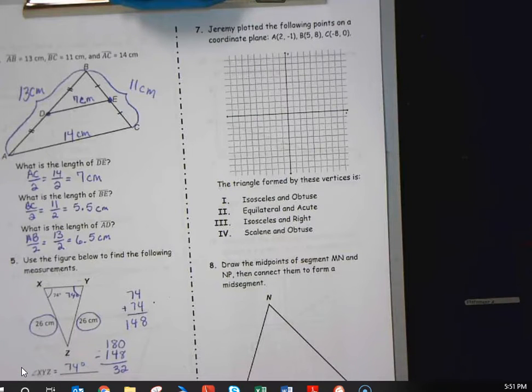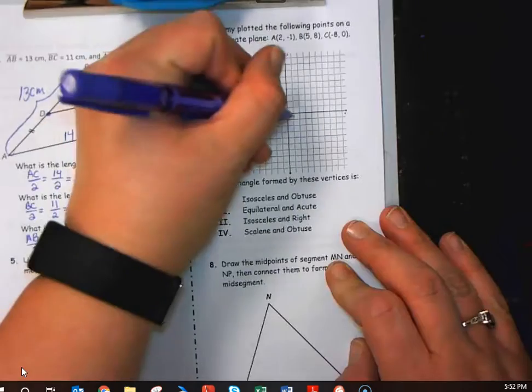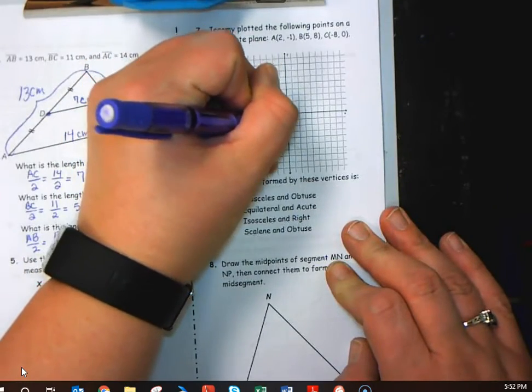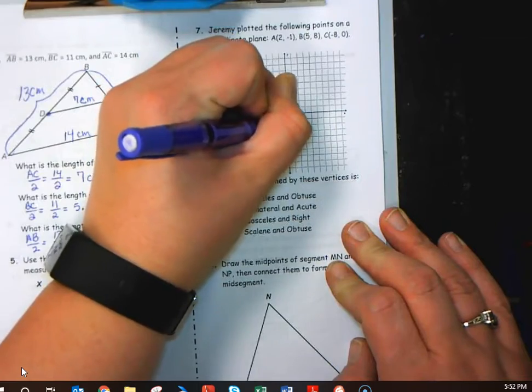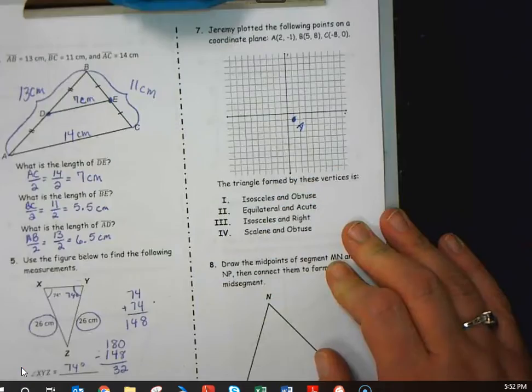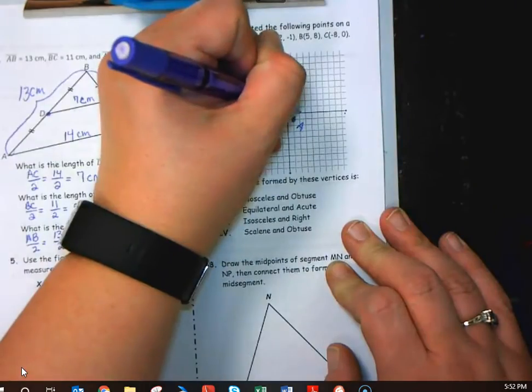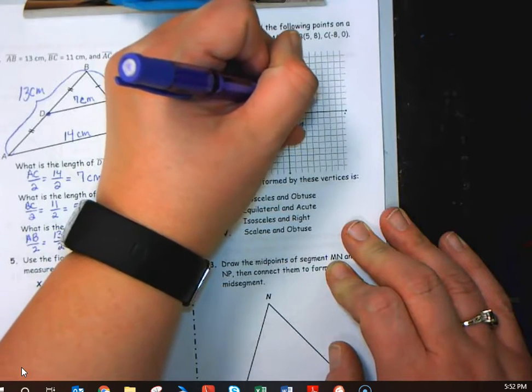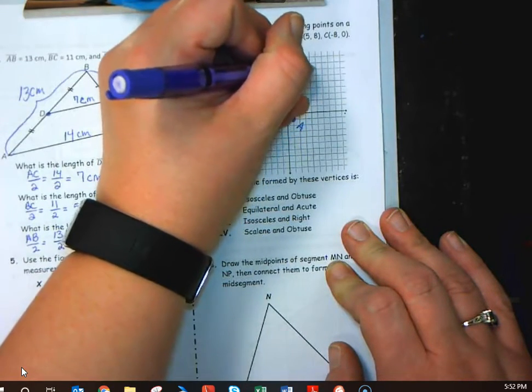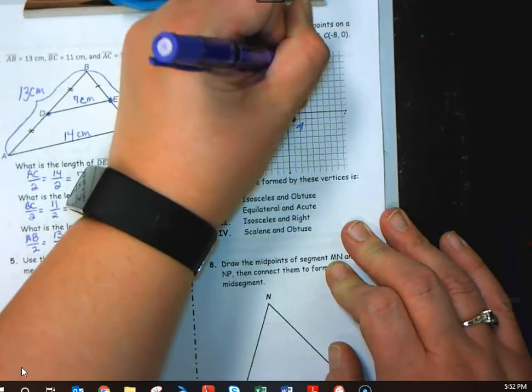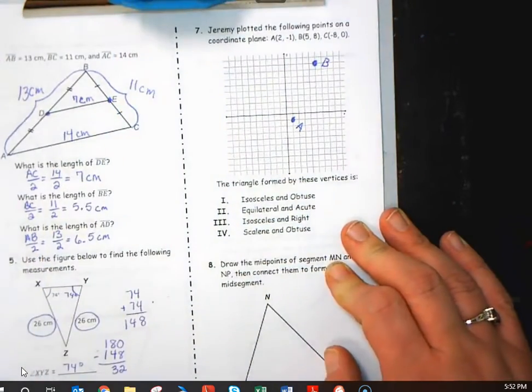All right, number 7, Jeremy plotted the following points on a coordinate plane. A is (2, -1), B is (5, 8), and C is (-8, 0). And they want us to find which kind of triangle we have here. So let's go ahead and plot those 3 points first. We have (2, -1), and we're going to label that point A. We have 5, then 8: 1, 2, 3, 4, 5, 6, 7, 8. And let's label that point B.